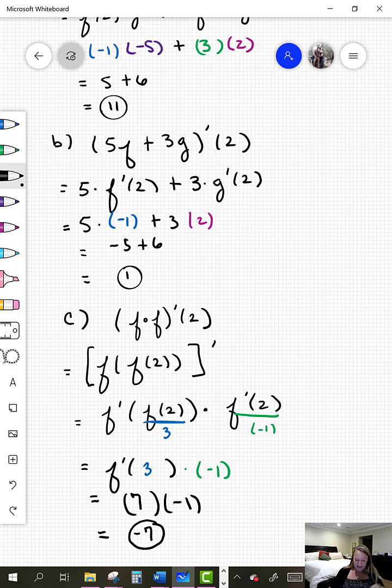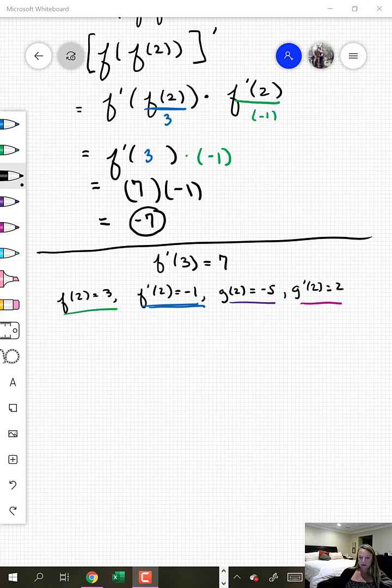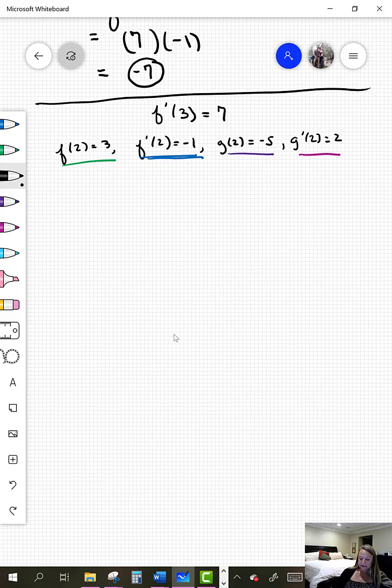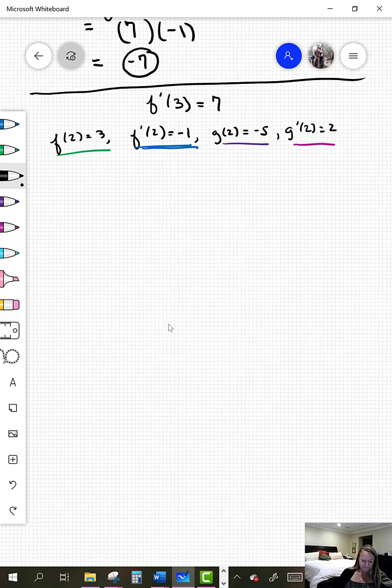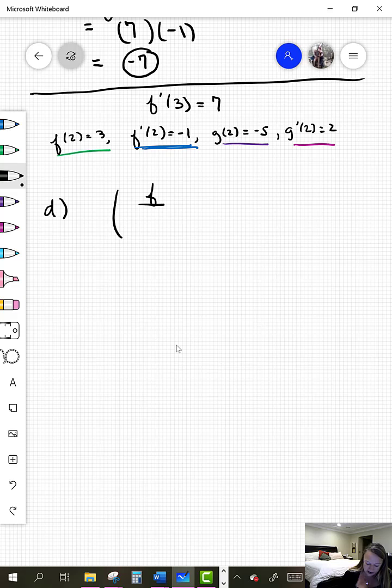And the last one, let me go and pull those. So I just wanted to pull down what I had written up there before, and I guess I had forgotten to write that f prime of 3 was equal to 7. Okay, so now that we have that information right in front of us, we can look at part D, and D wanted the derivative of the quotient f divided by f plus g at 2.